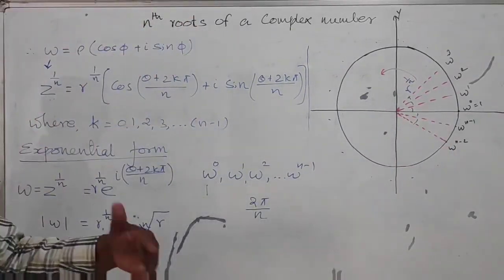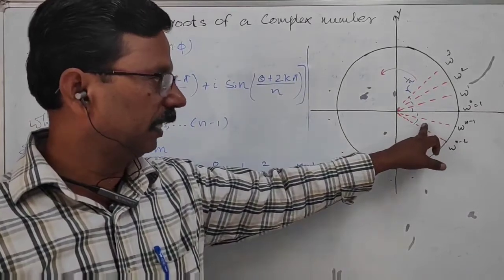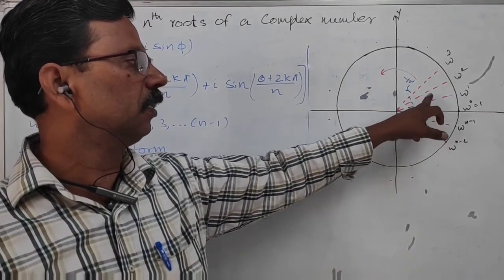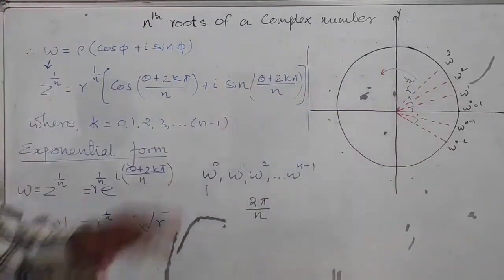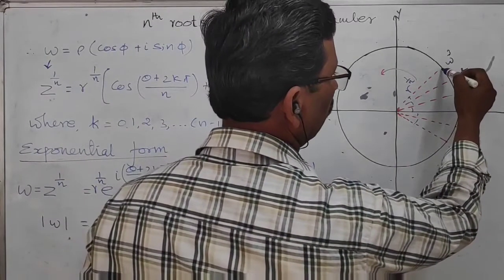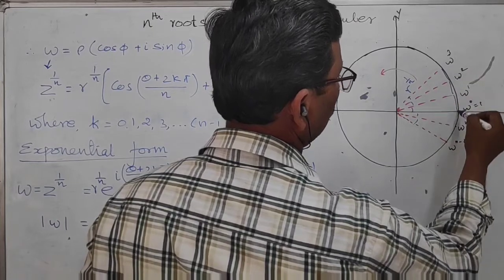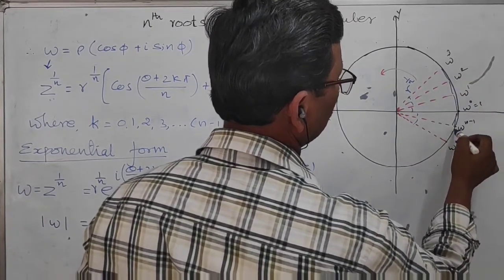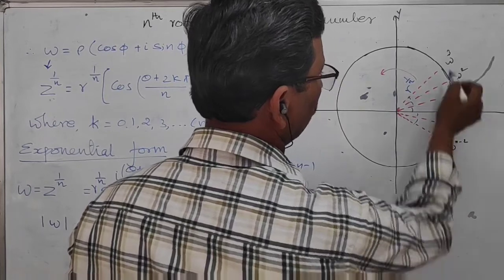are equally spaced. This is 30 degree, this also 30, this also 30, this also. Each and every one will be 30. Therefore, we can say if you join all these complex numbers, then you can get a regular polygon. You can get an n-sided regular polygon.